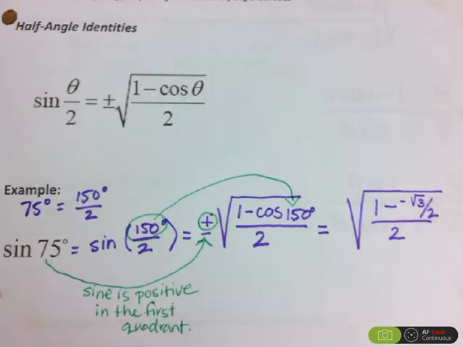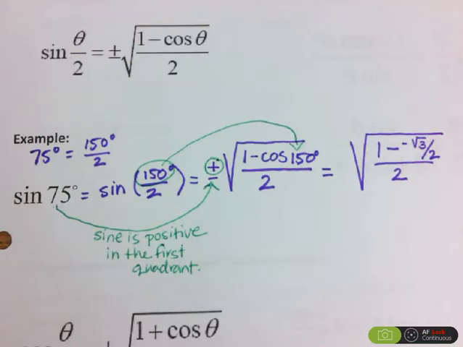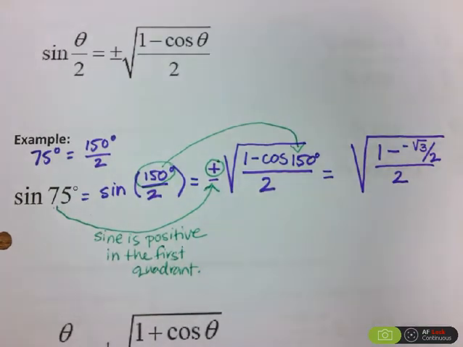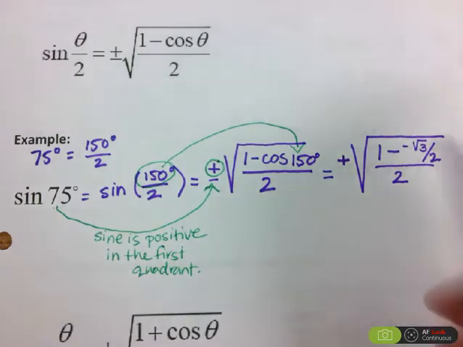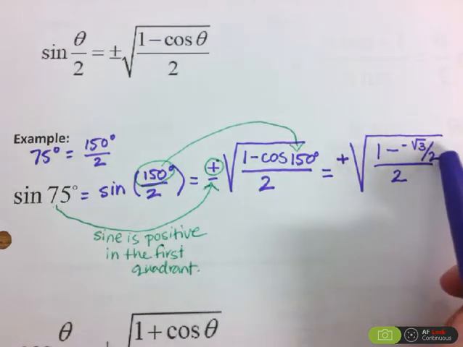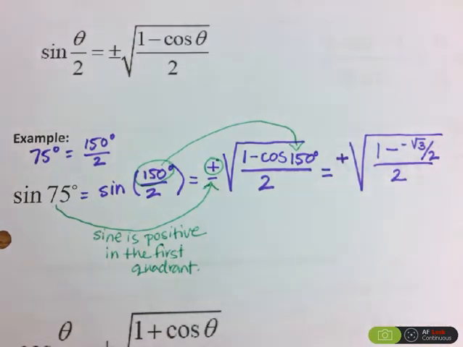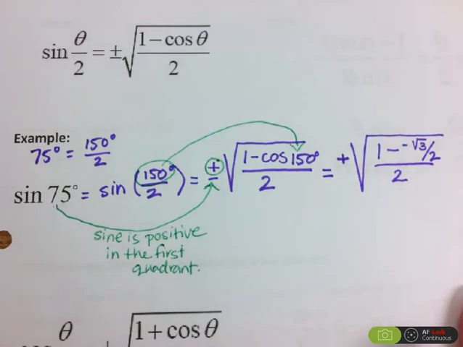Okay. So sine's positive in the first quadrant, so we're going to go with the positive. You can write the positive, or if you leave it off, then that's just positive automatically. So now we have to combine so that we don't have a fraction in a fraction. So I need to combine these two with a common denominator. So what can I multiply the 1 by? 2 over 2, yeah.